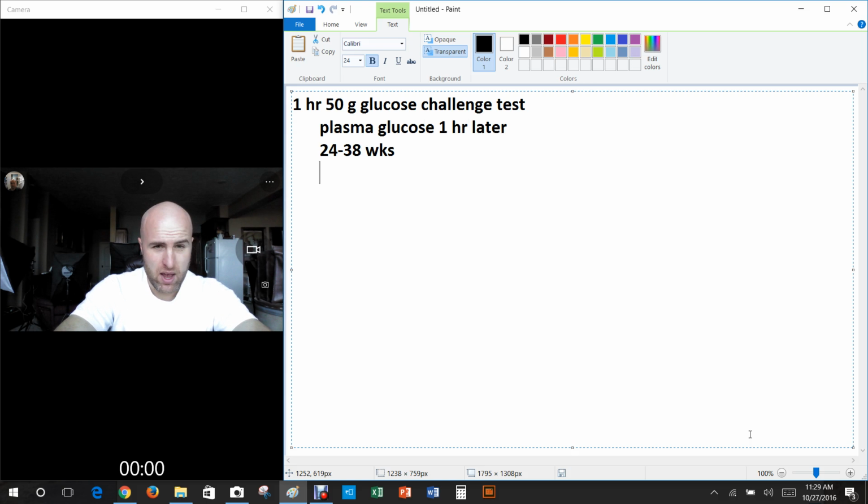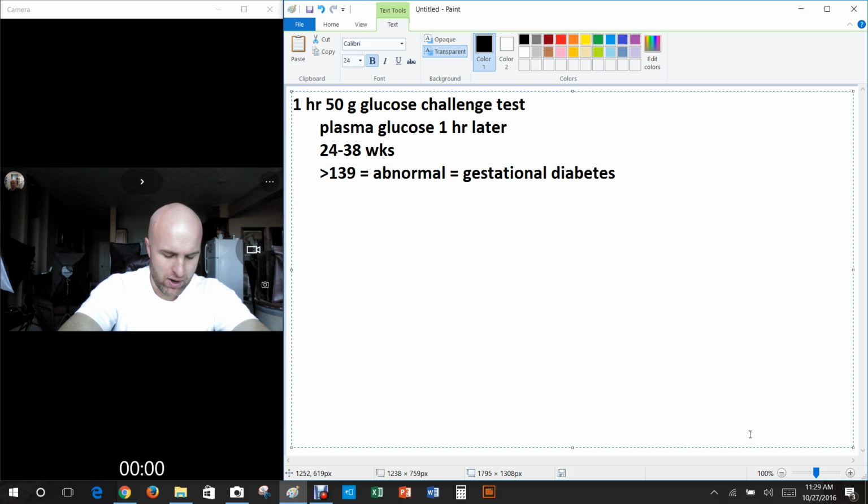And how do you know? So you get the results back from the plasma glucose test. What's normal? Well, any value that is greater than 140, or really greater than 139, anything higher than 139 equals abnormal. Okay, which means they most likely have gestational diabetes. But you need to do another test. One test isn't enough. So the next thing you're going to do is confirm it.